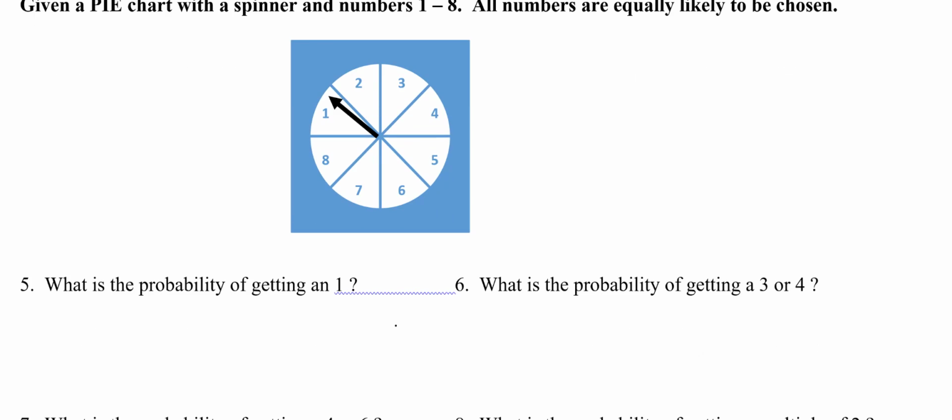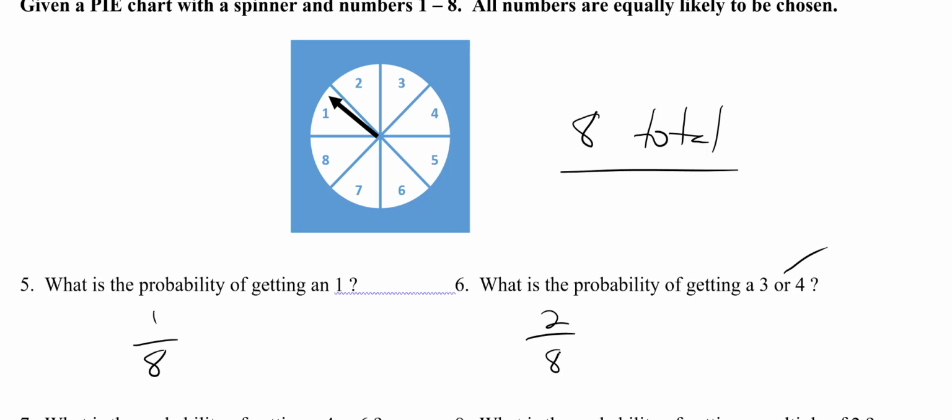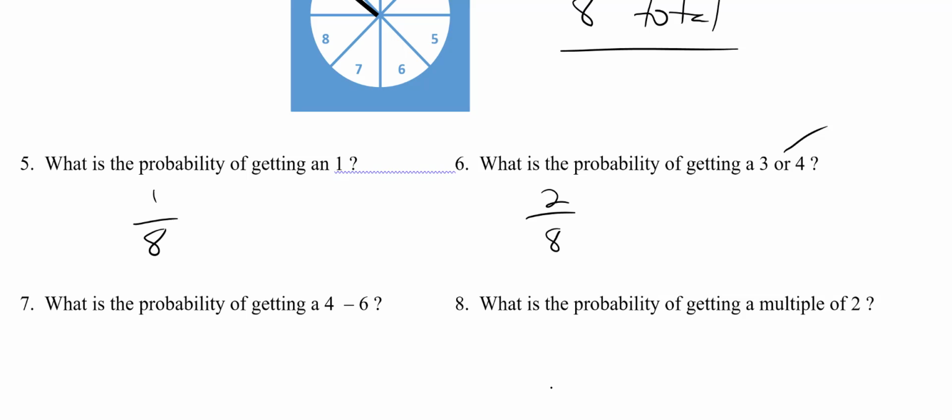We've done this many times. Probability of getting a 1. Remember, there are 8 total. So the probability of getting a 1 is 1 over 8. Probability of getting a 3 or 4 is 2 over 8. Probability of getting a 4 through 6, so 4, 5, and 6.